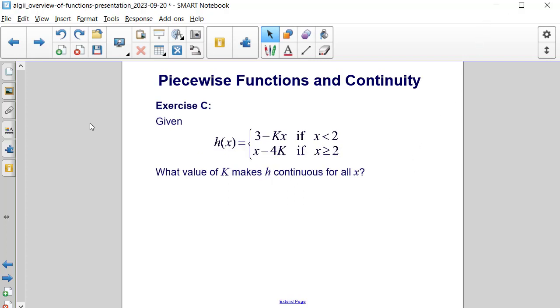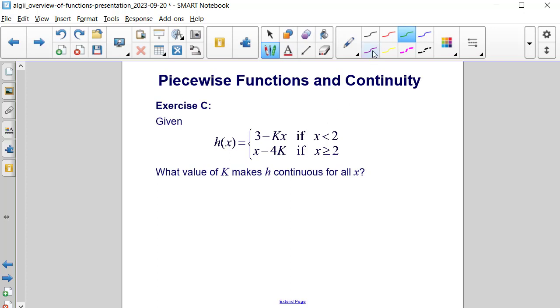Here's a final exercise, exercise C. We are given that h of x is equal to the piecewise function 3 minus k times x if x is less than 2, or x minus 4k if x is greater than or equal to 2. For what value of k makes h continuous for all x?